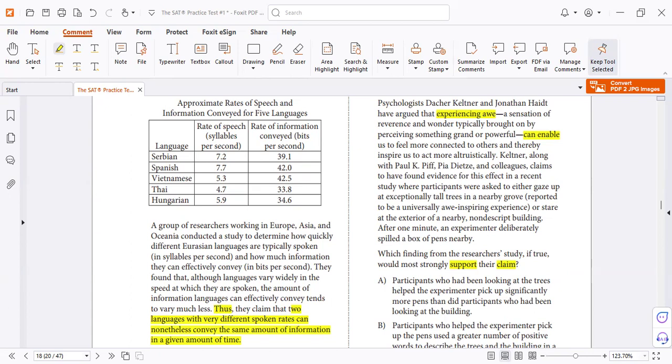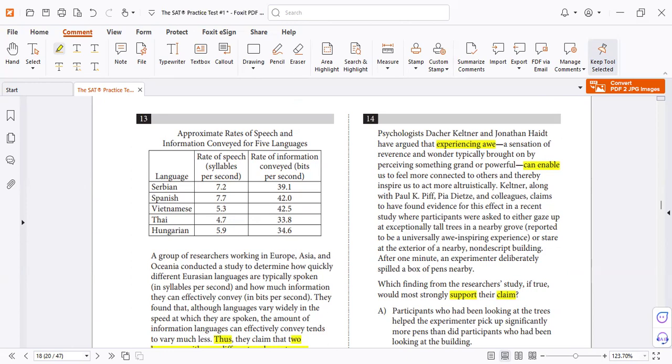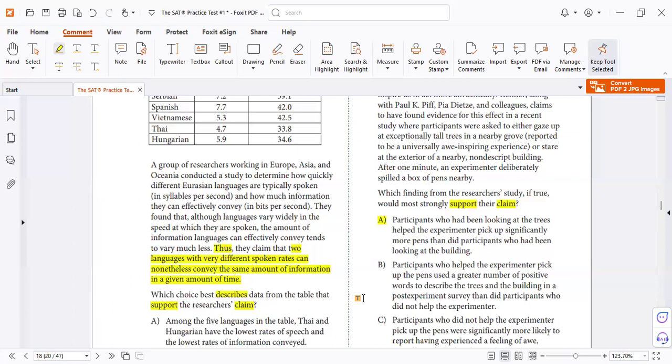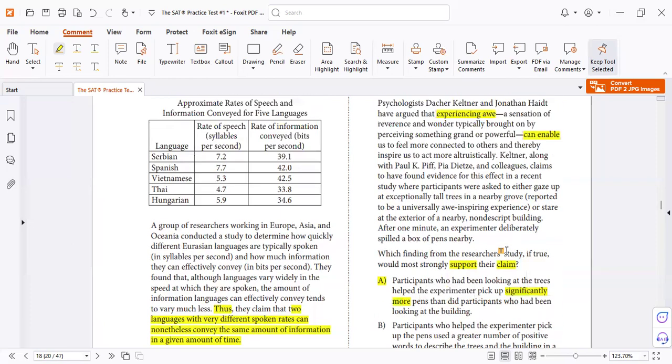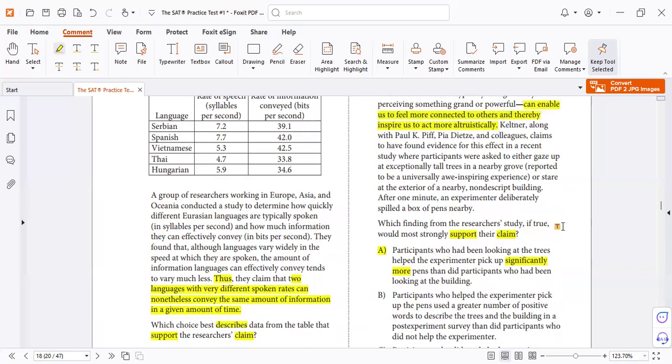I think it's the letter A. So letter A is the best answer, yes. They did more pens significantly, and that is correct. Experience all can enable us to feel more connected to others. That can support it. Perfect.